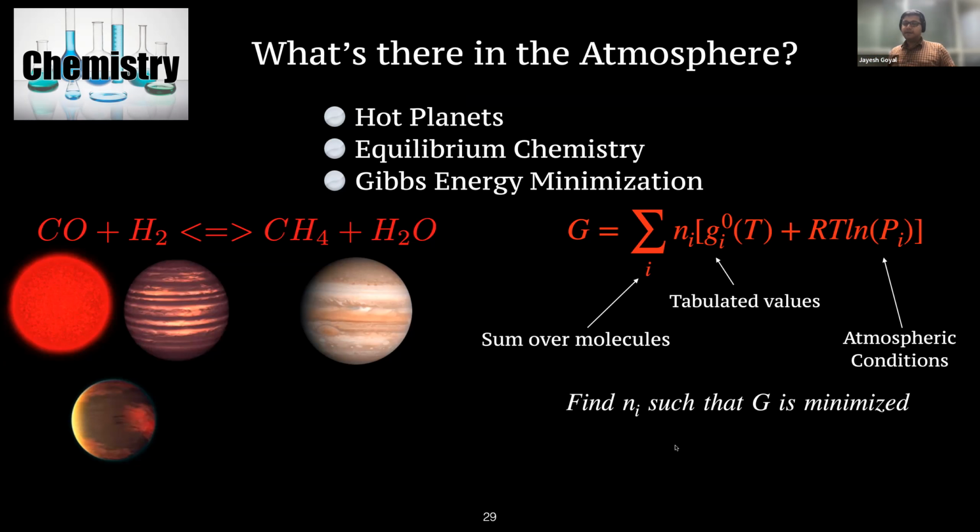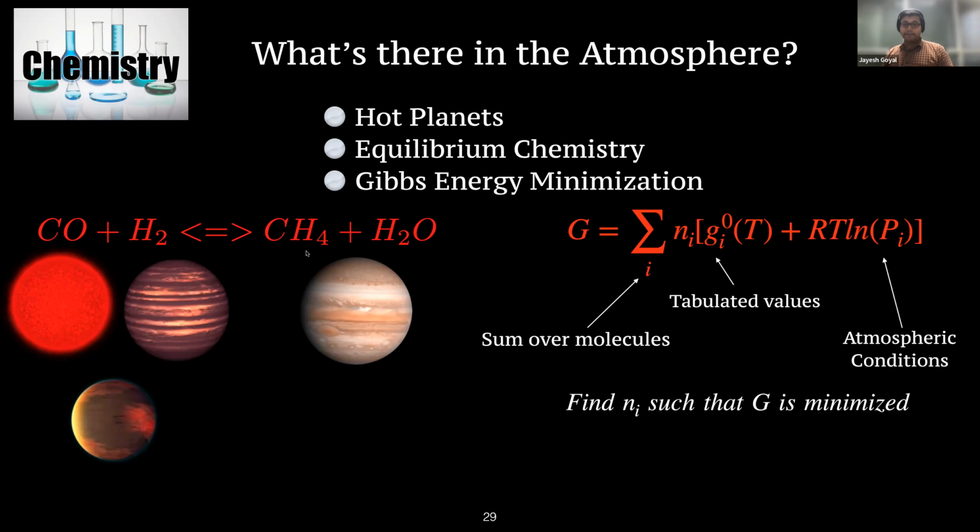So what does this fundamental mean is, suppose you have a box at a certain temperature and pressure, and if you put certain elements in that, what will be the final outcome? Which molecular species will dominate? Here I'm showing an example of a reaction: carbon monoxide plus hydrogen H2 in the molecular form, and the output will be methane plus H2.